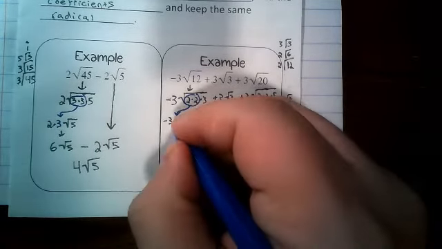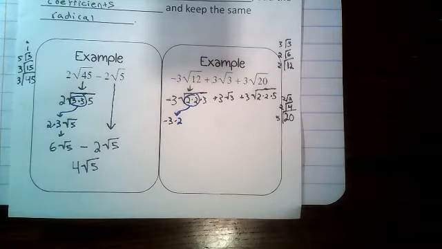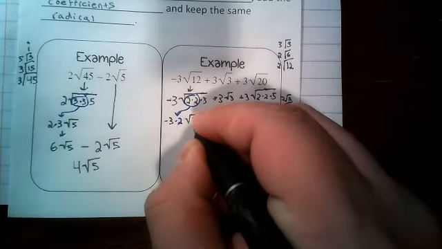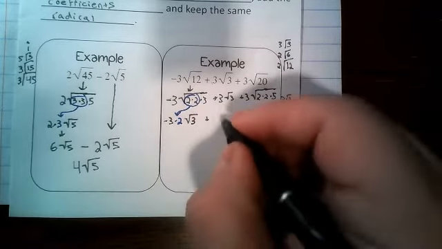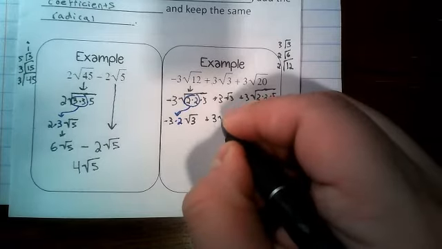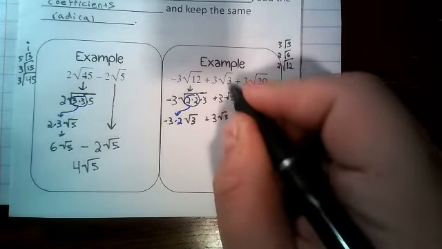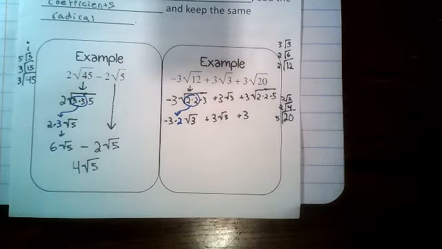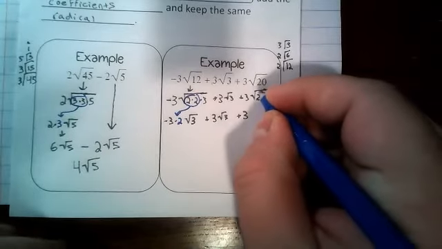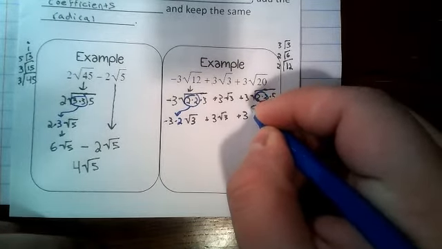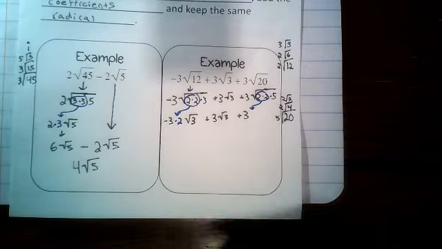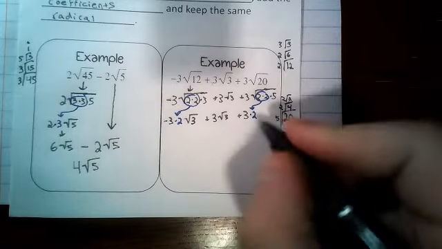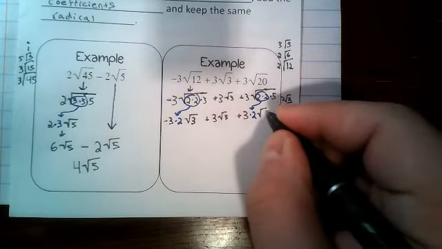And I'll have negative 3 times the 2 I'm pulling out. Plus, I have a 3 left over. And I'm adding 3 square root 3. There's nothing I can do with this one, so it just kind of follows along. And then here I'm also pulling out a group of 2. And what I have left is the square root of 5.